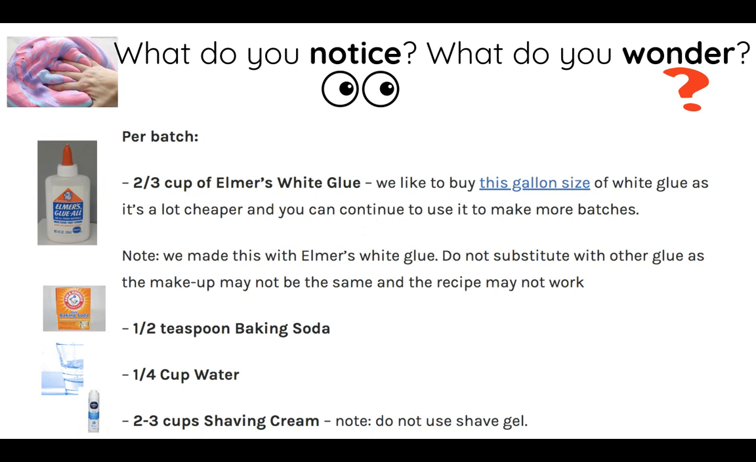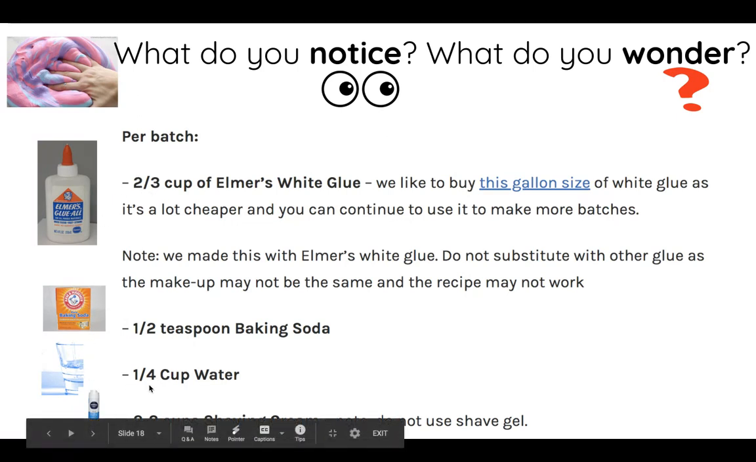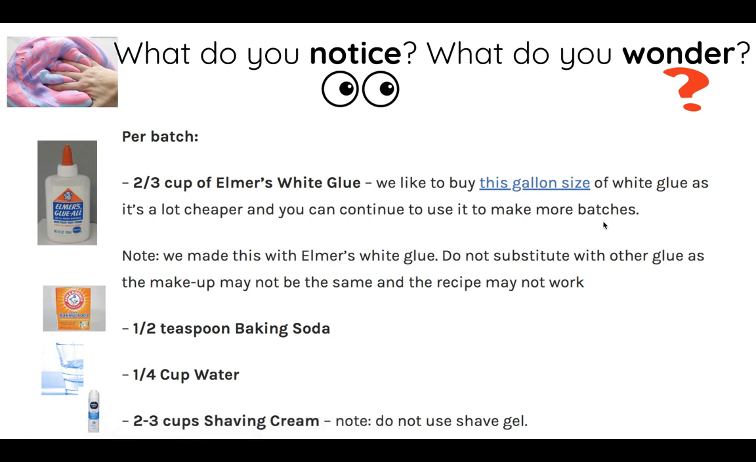That's right. Some of you may have seen that we have a picture of slime in the top left corner. And this says per batch. And I see down below we have some Elmer's glue, some baking soda, some water, and some shaving cream. What do you think we're going to be making? This is a recipe for slime.